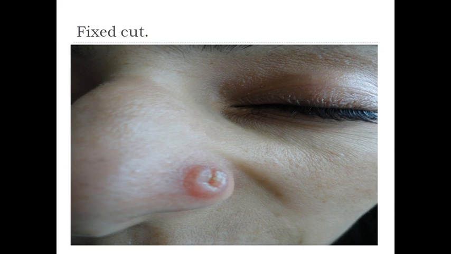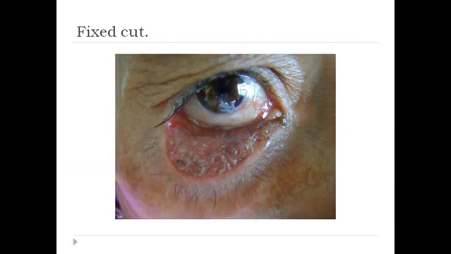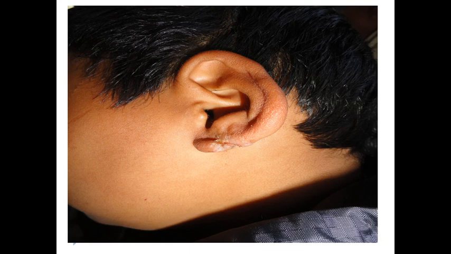And this was a patient, a young female, who came with this lesion over the nasal ala. There was a history of nose piercing with a needle. That needle must have been infected with the fungus, and subsequently when biopsy was done, it was sporotrichosis. And another patient of ours had sporotrichosis of the lower lid, which is usually uncommon, and this was another uncommon case of sporotrichosis in which a child of 7 years was suffering from sporotrichosis of the ear.